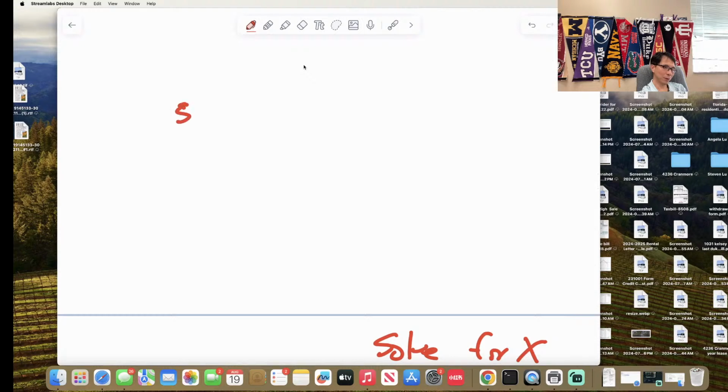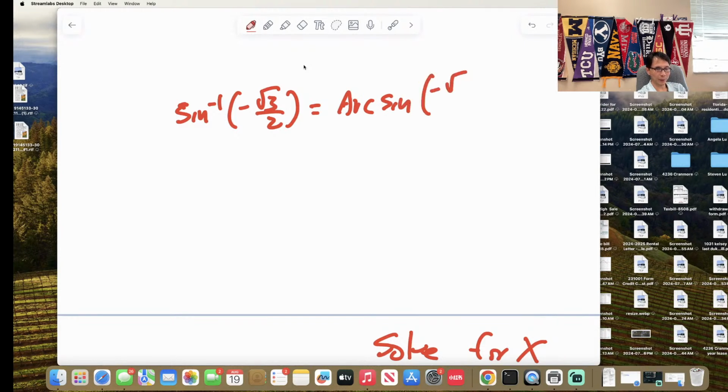So, do you guys remember what sine inverse of negative root 3 over 2 is? Sine inverse is also known as arc sine of negative root 3 over 2, so they are equal to each other. Remember, sine inverse is not the same as the reciprocal. Reciprocal is 1 over sine. Sine inverse is different; it's looking for different things. Let's ask some people, see if they know.